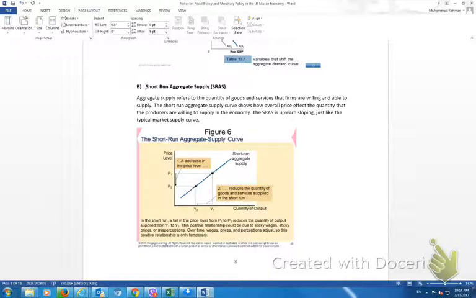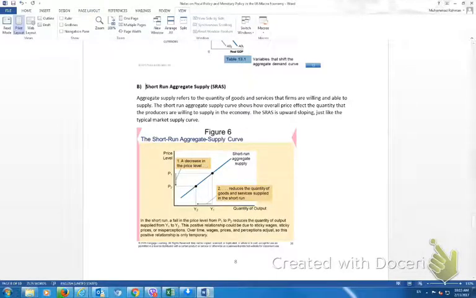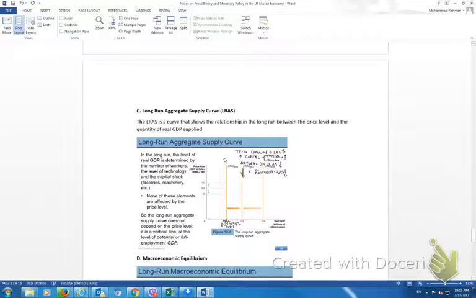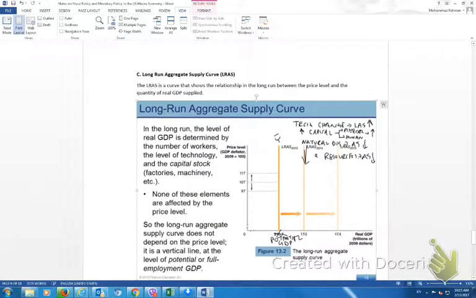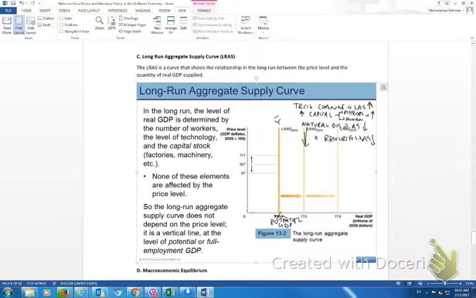Without going into the mechanics of this formulation, we can argue that in the short run, if the price increases, it increases the profitability of the firm, so therefore they would be inclined to produce and supply more in the market. So the short-run aggregate supply curve is upward sloping, just like your traditional supply curve in the market model. But in our macroeconomic model, there is another curve called the long-run aggregate supply curve, and this is a little bit different.